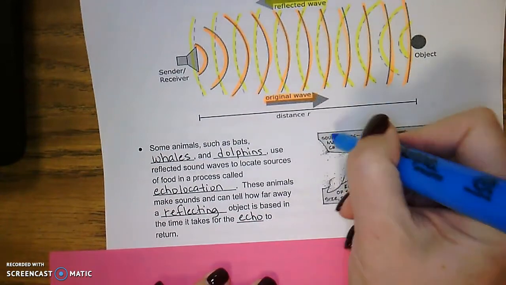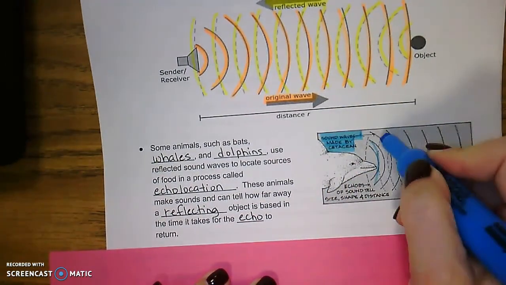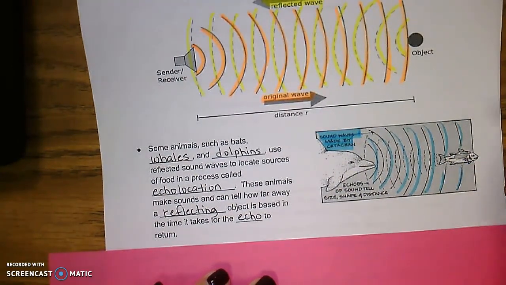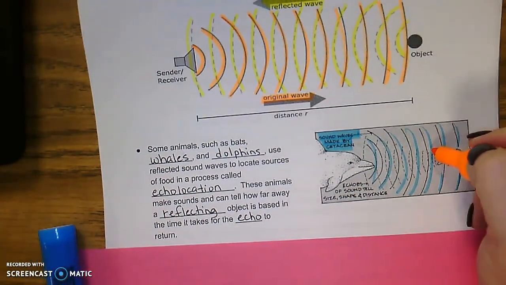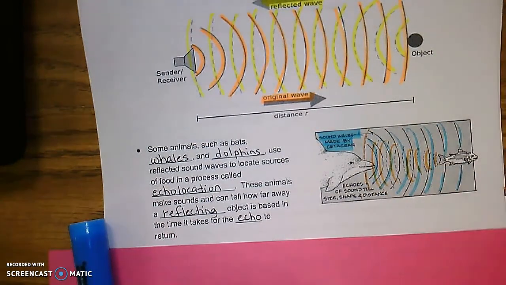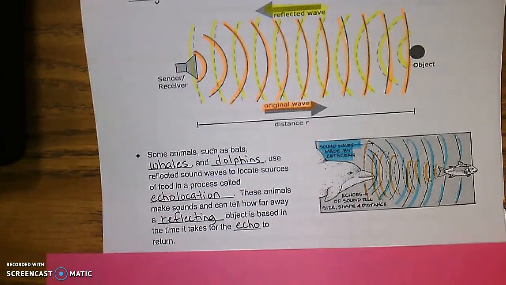So we've got the sound waves that were made by this dolphin, and the sound waves are sent out, but then when they hit this fish, they are then reflected back to the dolphin. And in doing so, it's kind of like this picture above. The dolphin can determine how far away the fish is by process of echolocation.